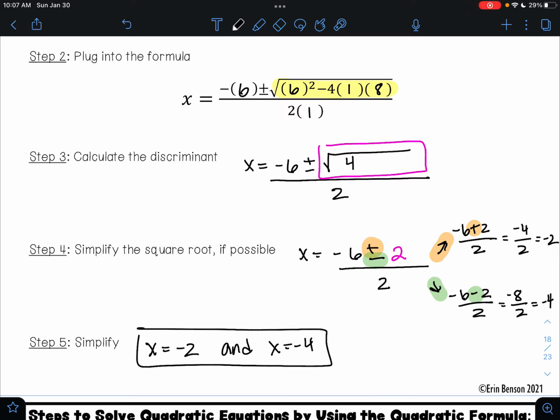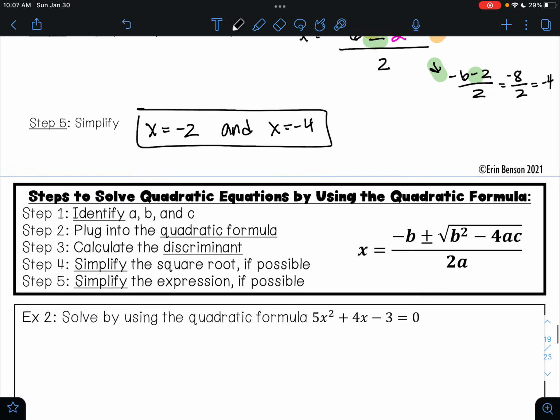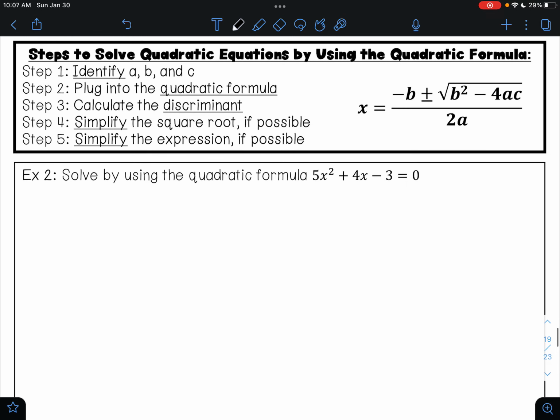We are going to be doing these same 5 steps every time. Let's go ahead and look at another example. Those 5 steps, again, are written up here. If you ever get stuck, refer back to those 5 steps. For step 1, actually, like step 0, we need to make sure that it equals 0, and it does. Then I can go on to step 1, which is to identify A, B, and C. In this problem, A is 5, B is 4, and C is -3.